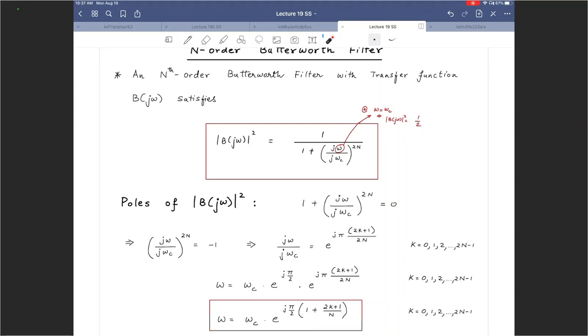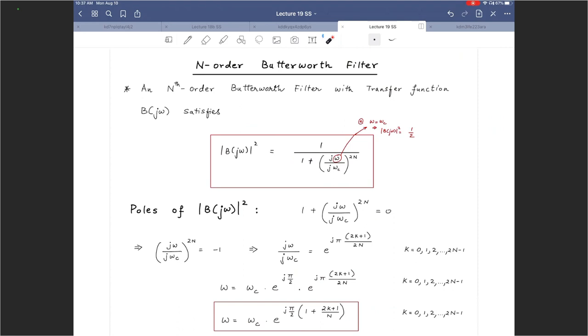Now, of course, these are going to be on a circle. Half of the poles are going to be in the left half plane, half of the poles are going to be in the right half plane, because we are looking at the magnitude squared of B of j omega. The ones on the left half plane are going to be stable poles, and that's what we would consider the actual poles of the nth order Butterworth filter, so that we have all stable poles and our low pass filter is stable.